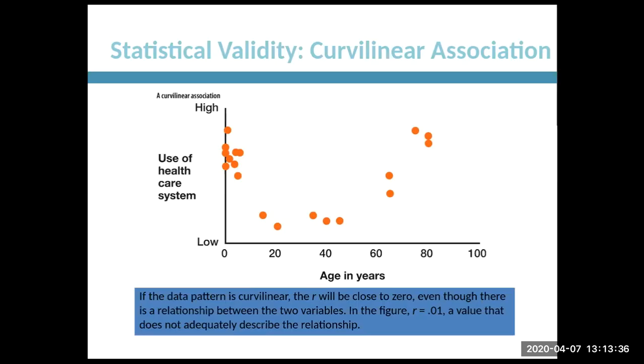So in this case, what we're looking at is your age in years and how much you use the healthcare system. As a baby, you need to go for multiple checkups to get vaccinations, should your parents choose that sort of thing, and they should.